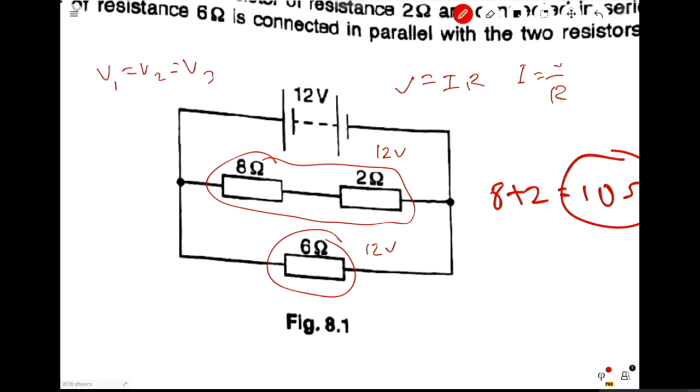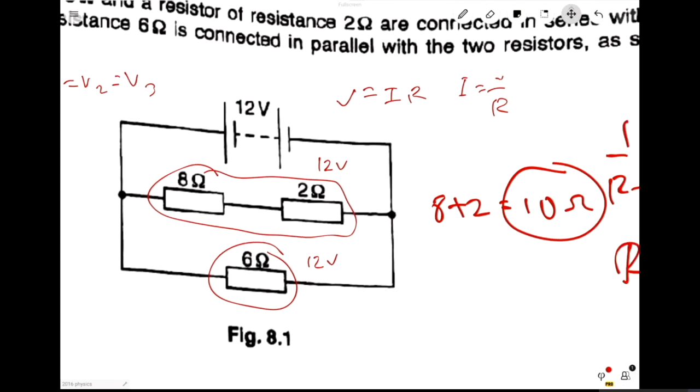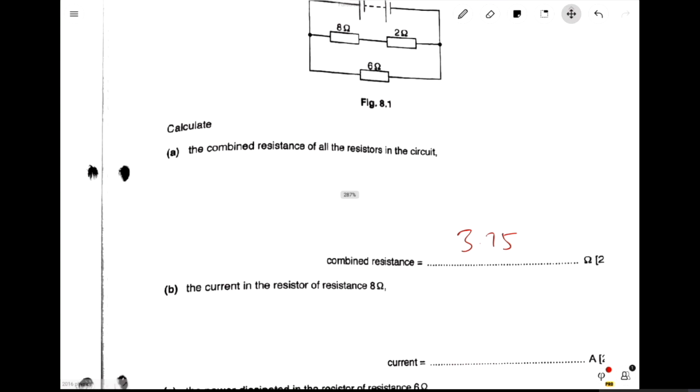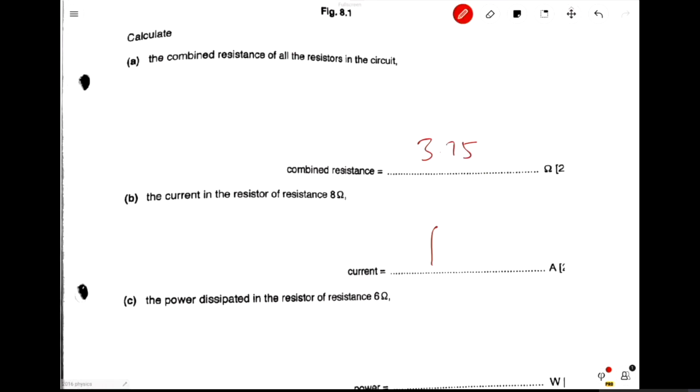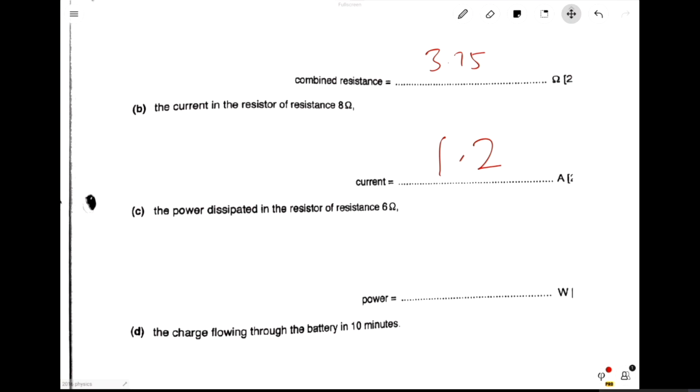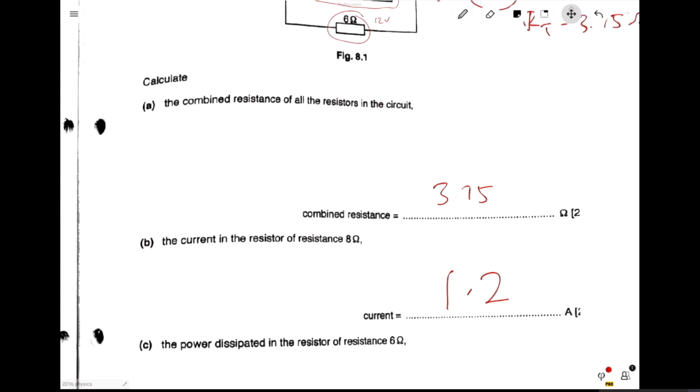Now the total resistance here is 10. So if the total resistance is 10, I equals V over R. I take 12 divided by 10, so it's 1.2 ampere. Okay? So for part B, the answer is 1.2 ampere.